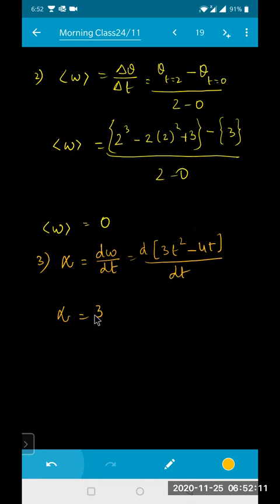Differentiation of t square is 2t, so this is 3 into 2t, minus 4. The differentiation of t by dt is nothing but 1. That means alpha will become 6 into t minus 4.